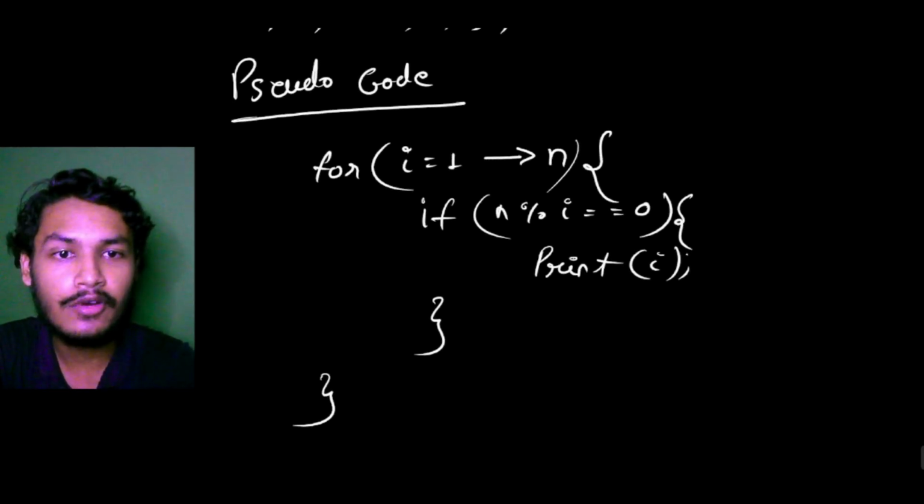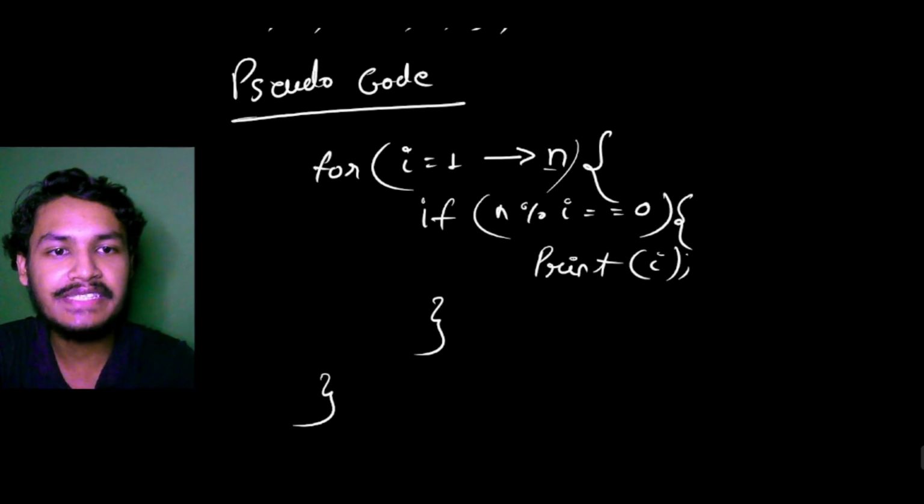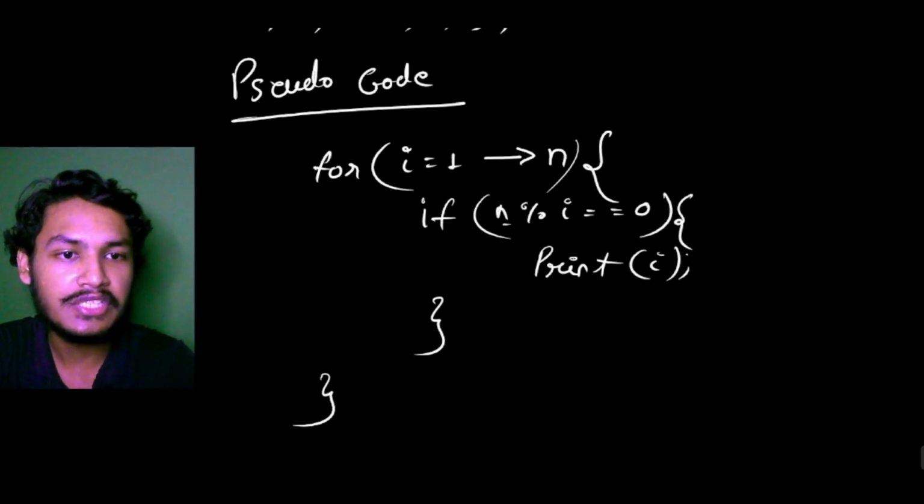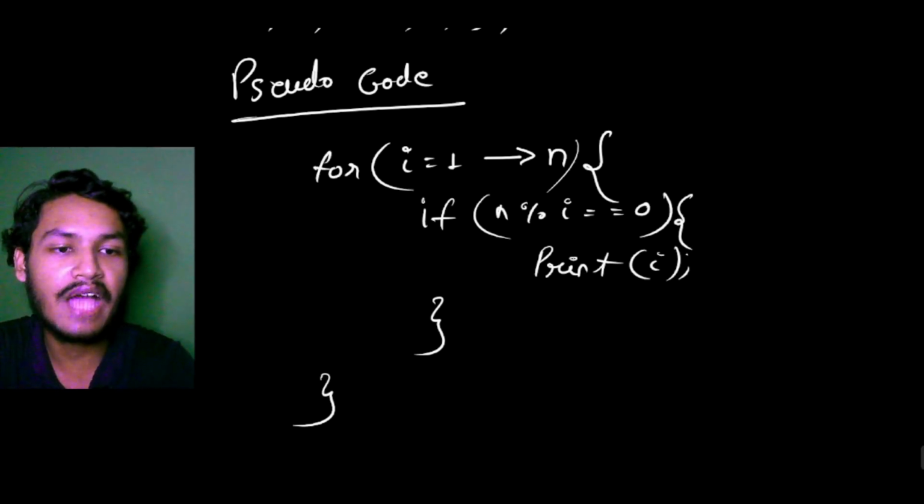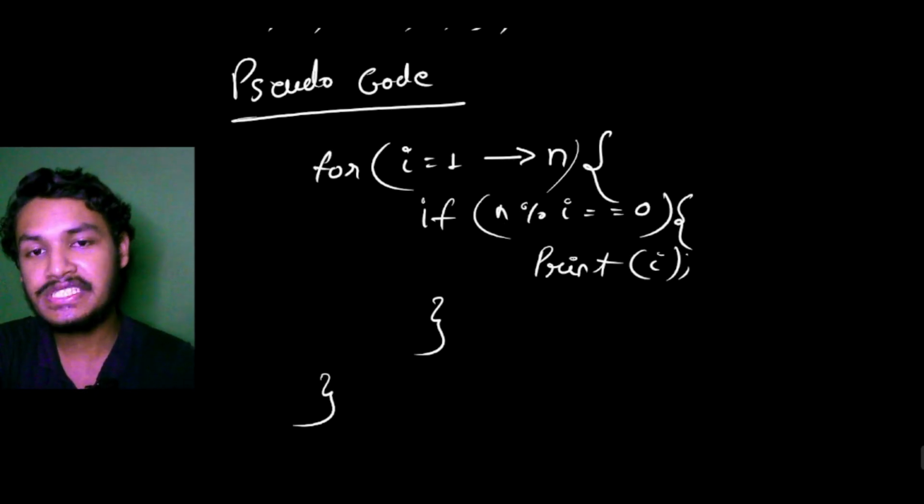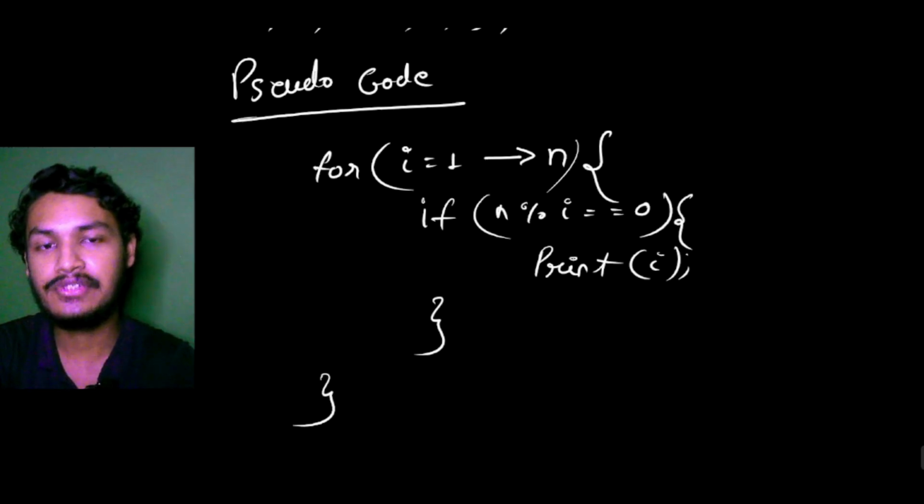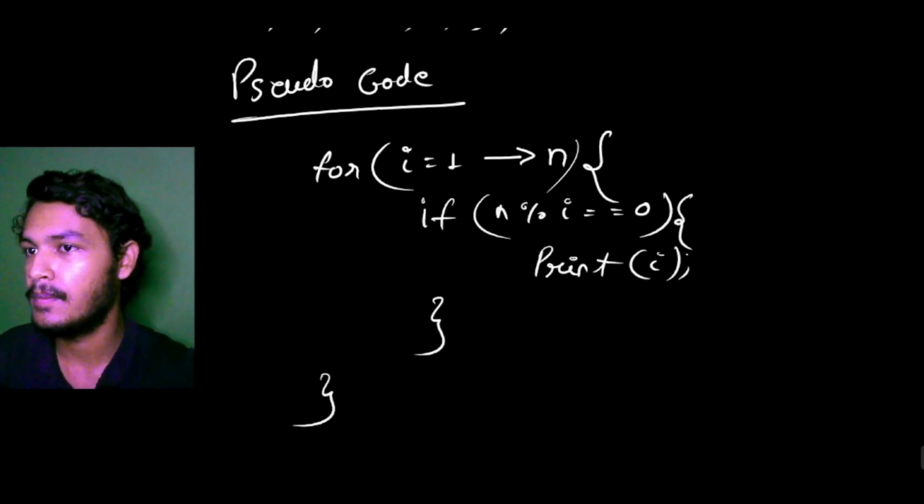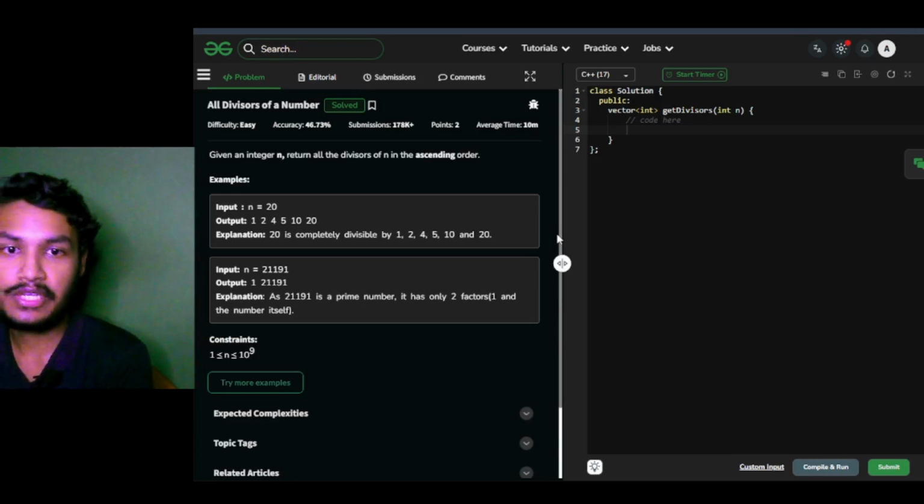We are running a for loop from 1 to n, then we are checking if n modulus i is equal to 0, that means if the remainder is 0 after dividing, we are printing this number because this number can divide n completely. All right, so this is the most naive approach. Let me show you the code.